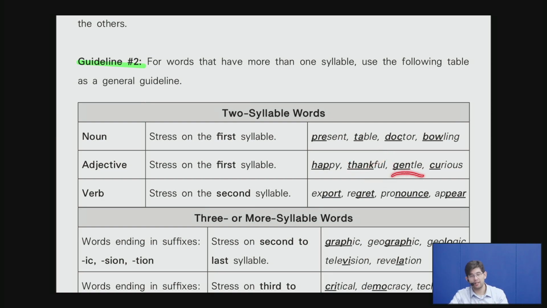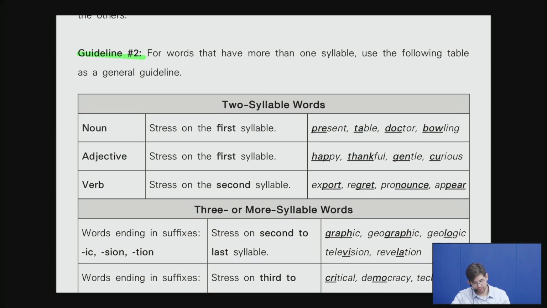Our next one is gentle. Again, you're hearing lots of power come through, lots of stressing come through that sound. And it is curious. Even said, he is curious. You can hear the power on that C, the stress on that C, the air coming through.